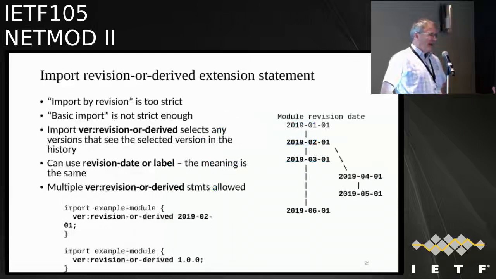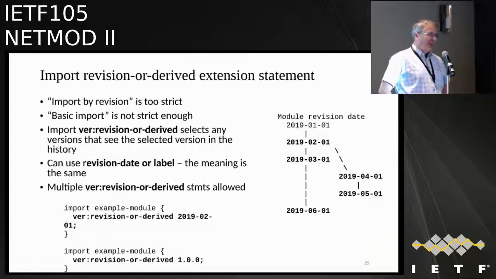Okay, import by revision-or-derived. That's a very important part of this work. So we said the simple import without any revision date is too liberal. If you have the revision date there, it is too strict. What the usual case is, is that I want something that includes the functionality I'm depending on already, and anything later on, I very much hope that it will not remove the functionality I depend on. It's not a strict promise that everything afterwards is good for me, but usually it is enough.